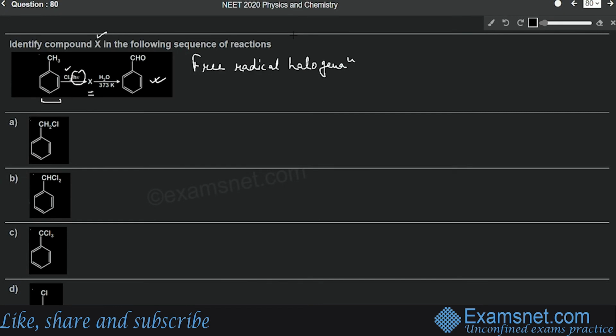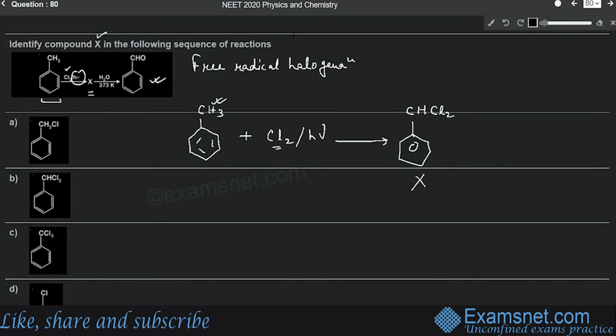Now let's see what happens. So this is our reactant, methyl benzene. Now it is reacting with chlorine in the presence of sunlight. So this chlorine molecule, that means two chlorine atoms, will replace two hydrogens from here. So what will we get? This is the benzene ring. So two hydrogens will be replaced. That means one will remain there and two chlorine atoms will be added here. Okay, so CHCl2, and this is the intermediate X. Okay, so option B will be the correct answer. Now let's complete this reaction.